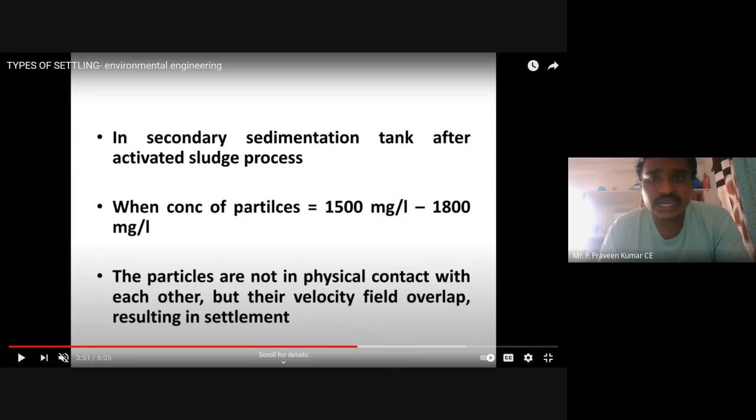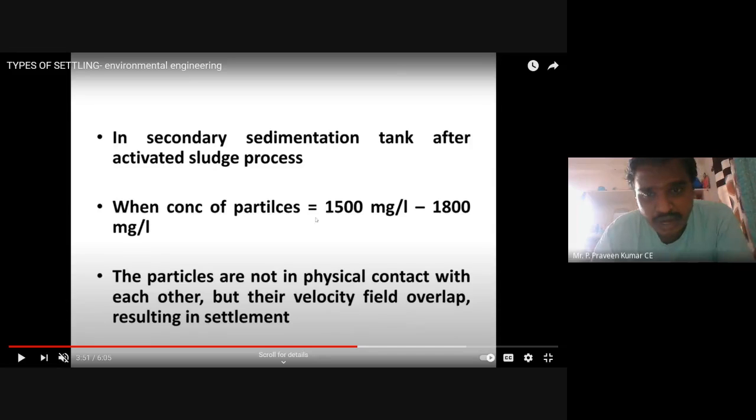See here, in the secondary sedimentation tank after the activated sludge process. Activated sludge is where we treat the sludge in different ways, that is aerobic condition and non-aerobic condition. Aerobic is under oxygen, and non-aerobic is in the absence of oxygen. That will be studied when we go to the biological treatment. Under this process we can see this type of hindered or zone settling.